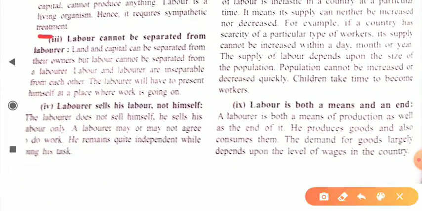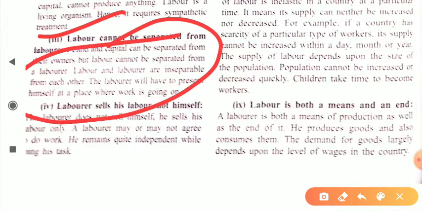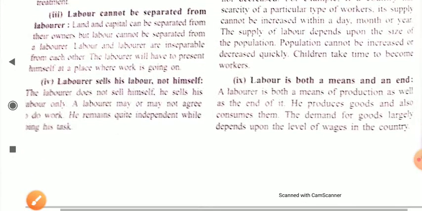Next is, labor cannot be separated from the laborer. Now land and capital can be separated from their owners, but labor cannot be separated from a laborer. Labor and laborer are inseparable from each other. The laborer will have to present himself at a place where work is going on. So you cannot separate labor from the laborer.